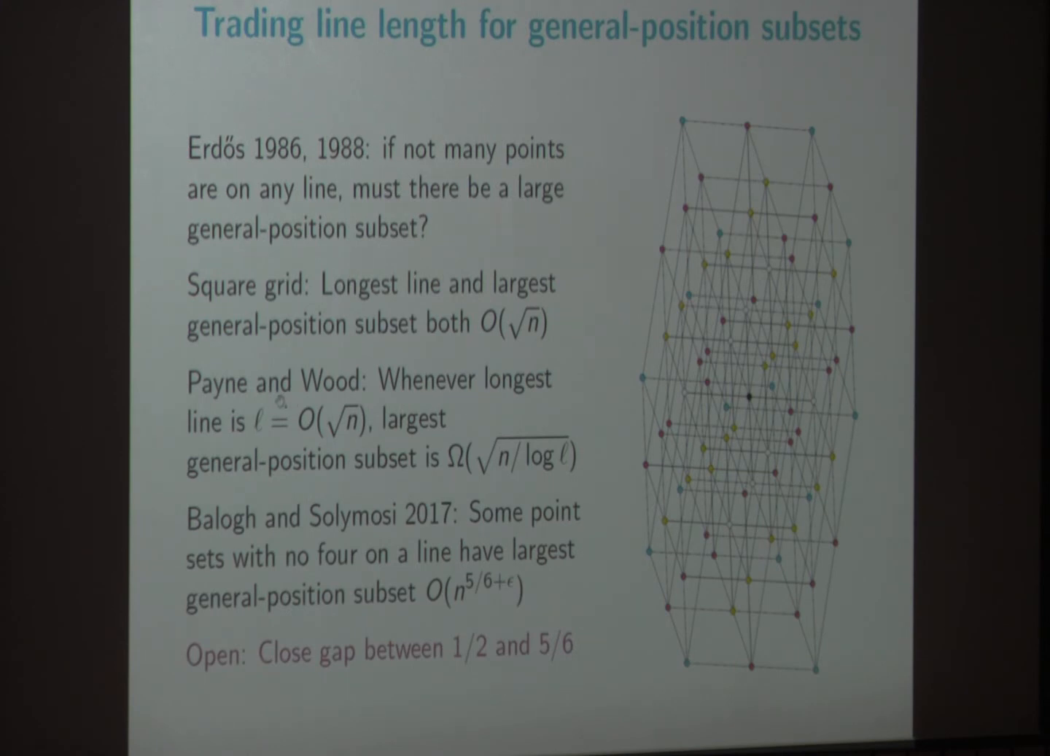Payne and Wood showed that there always is a general position subset of size square root of n unless you have lines longer than square root of n. But Balogh and Solymosi showed that there exist point sets that, like this one, have the property that there are no 4 points on a line, and yet their largest general position subsets are significantly smaller than that. So, some interesting recent work there.